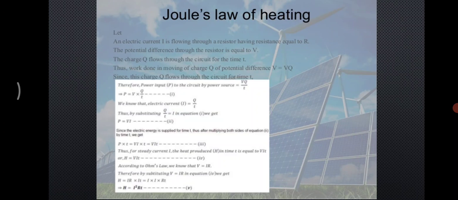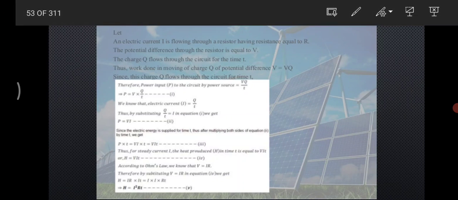Let us study Joule's law of heating. What does it say? If electric current I flows through a resistor having resistance R, the potential difference across the resistor is V, and the charge Q flows through the circuit for time T, then the work done in moving charge Q is given by the potential difference V into Q.